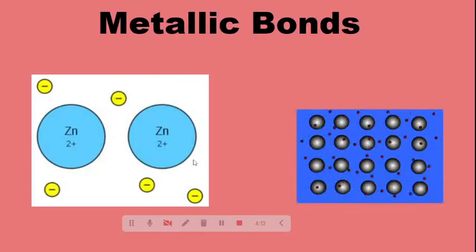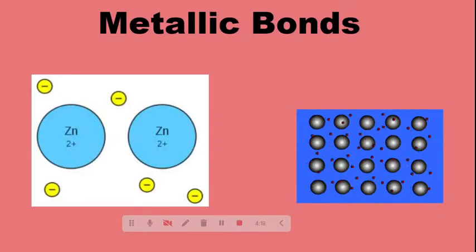With that being said, metallic bonds are two metals, and they are sharing. So I just want to emphasize one more time that when we're talking metallic bonds, we are talking about two metals that are going to share those electrons. So you will see them here. We've got zinc, and they're sharing their two electrons.